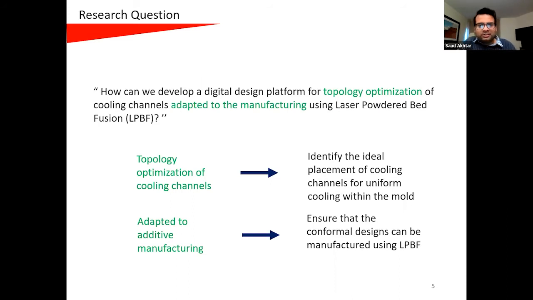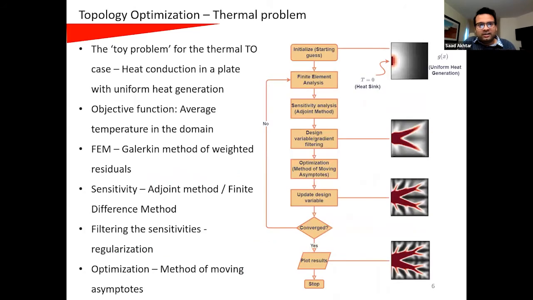Topology optimization basically translates to identifying the ideal placement of cooling channels for uniform cooling within the mold. And then the additive manufacturing adaptation is that we want to ensure that the designs we built using topology optimization can be manufactured. Specifically, they can incorporate this additive manufacturing constraint. So before I jump on to the additive manufacturing, I'm moving on to the section where I explain a bit of how topology optimization works, specifically in the context of thermal problems.